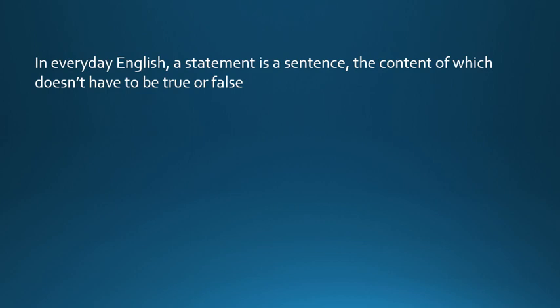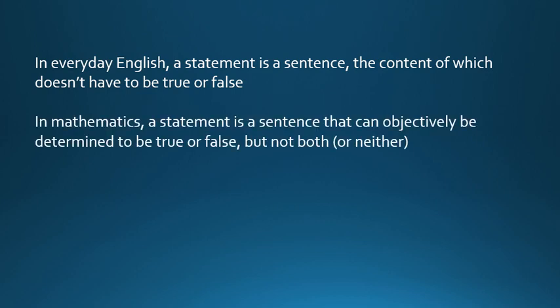So in everyday English, a statement is a sentence, and the content of this sentence doesn't necessarily have to be true or false. It could be a very subjective statement, and whether you think it's true or false is based on your personal beliefs and thoughts. But in mathematics, when we talk about a statement, we're talking about a sentence that can objectively be determined to be true or false. It can't be both, and it can't be neither. It is a statement that is easy to tell it's true or it's false.